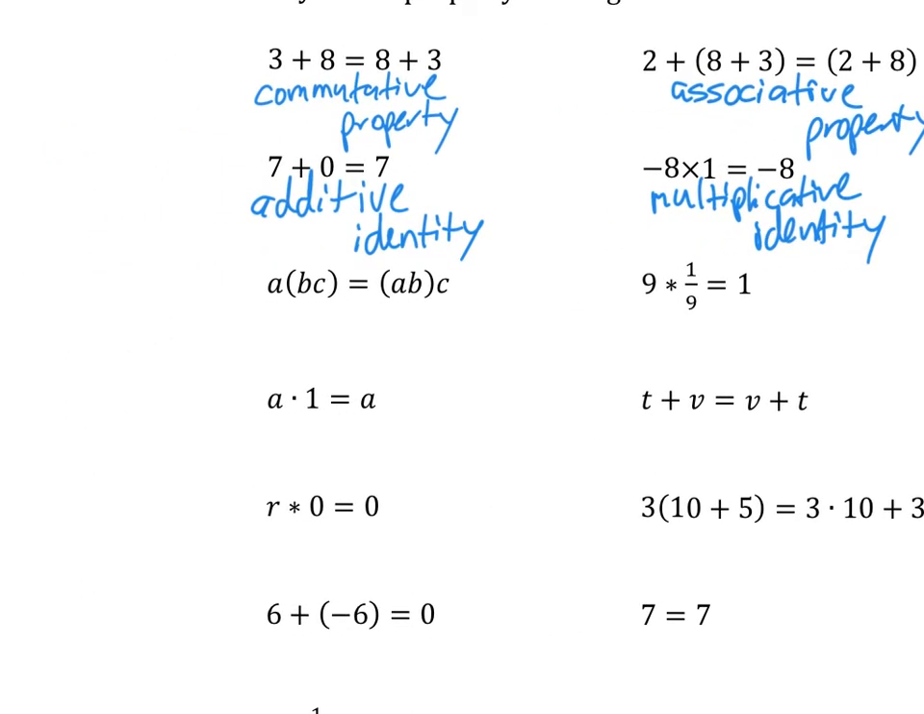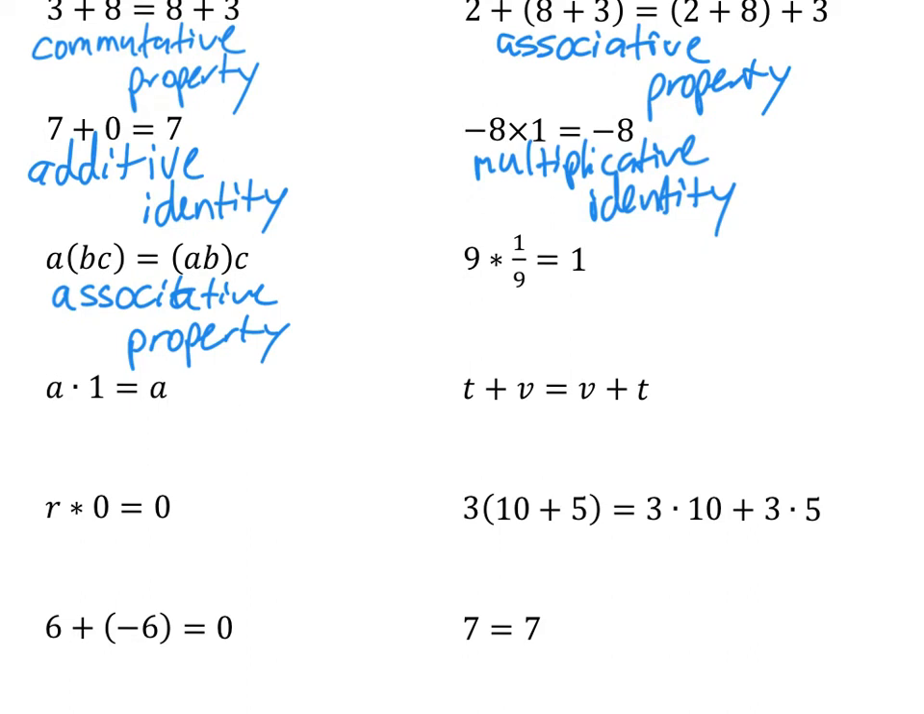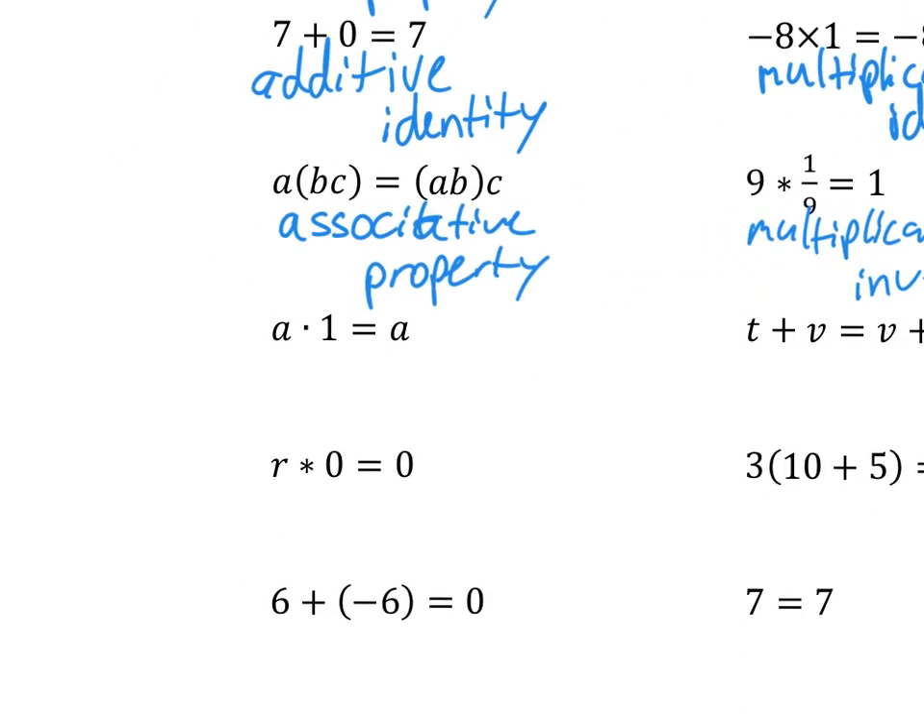A times B times C in parentheses equals A times B times C, with the parentheses around the B times the C and then the A times the B. This is going to be the associative property, but with multiplication. 9 times 1 over 9 equals 1. That will be the multiplicative inverse. A times 1 equals A. That's the multiplicative identity again.